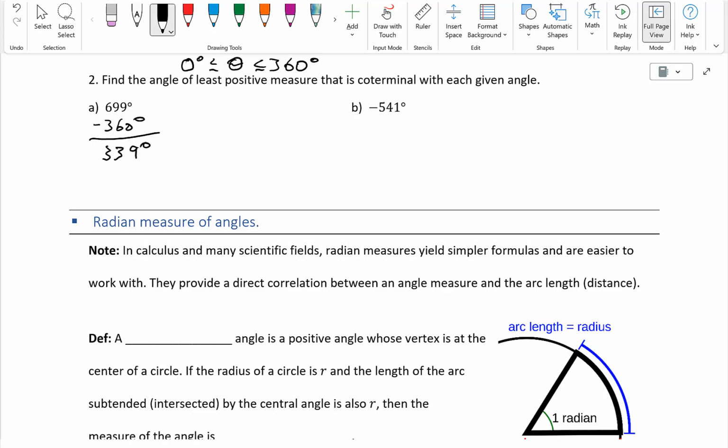With 339 degrees here, we're between 0 and 360. If we subtracted 360 again, we'd get a negative measure, so it wouldn't be positive here. So that's our least positive coterminal angle.